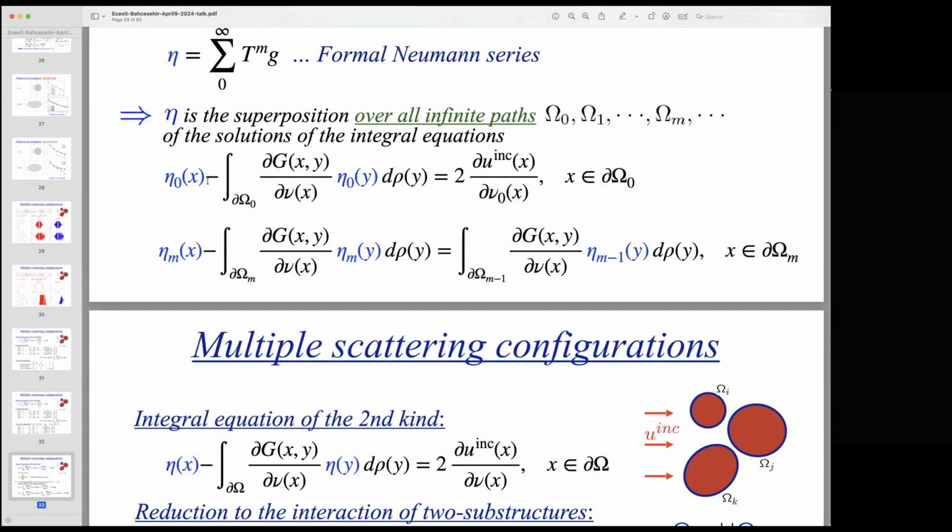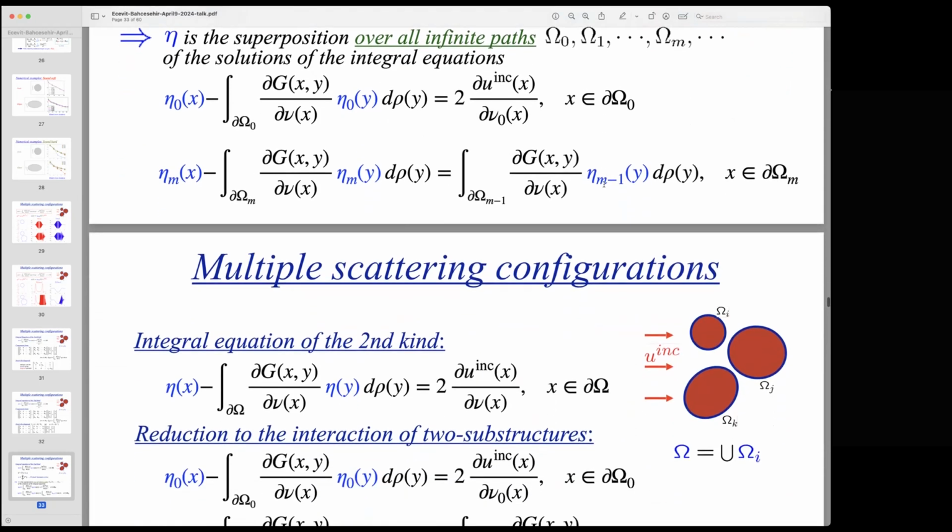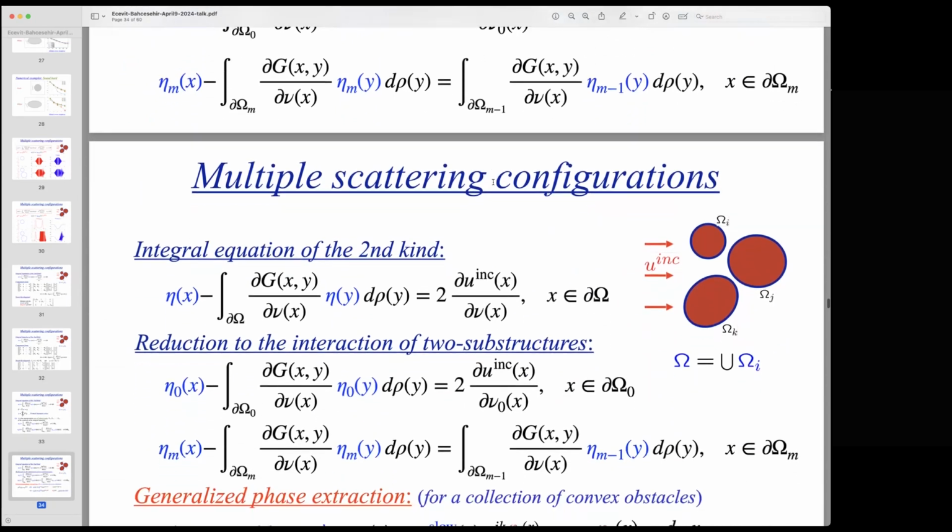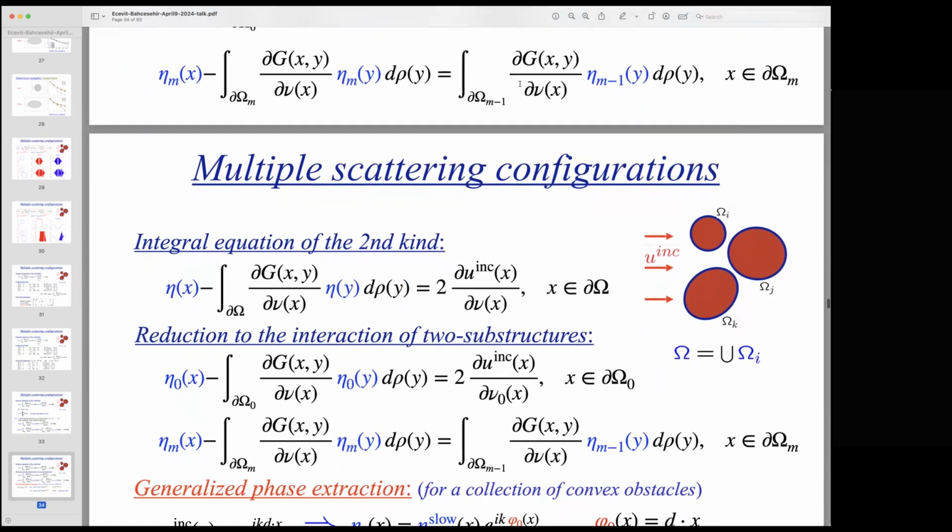And as you see, this integral equation does not depend on the other obstacles, which means that you are solving the scattering problem as if your obstacle is the only obstacle in the medium. It's the single scattering problem. And then if you look at this second integral equation on top, the right-hand side is different, but it is nothing but twice the normal derivative of the scattered field evaluated on your obstacle omega m.